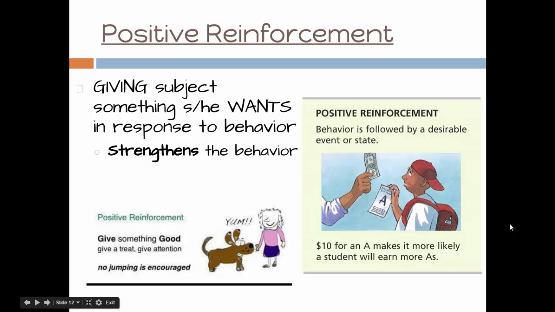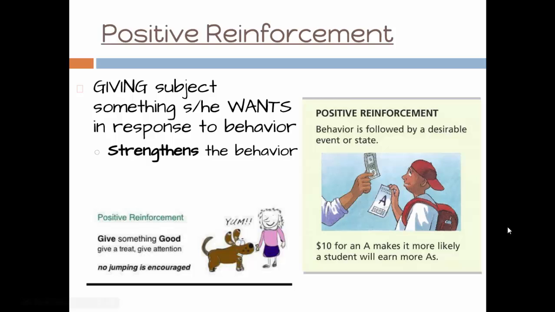The first one is positive reinforcement. Now, the word positive doesn't mean good. You've got to think a little bit differently on this. The word positive means adding something into the organism's environment. So we are giving something, and when it comes to reinforcement, we're giving something that that organism wants in response to the behavior that they perform. So a positive reinforcement, like all reinforcement, is going to strengthen a behavior. So we're going to give something that the organism wants.